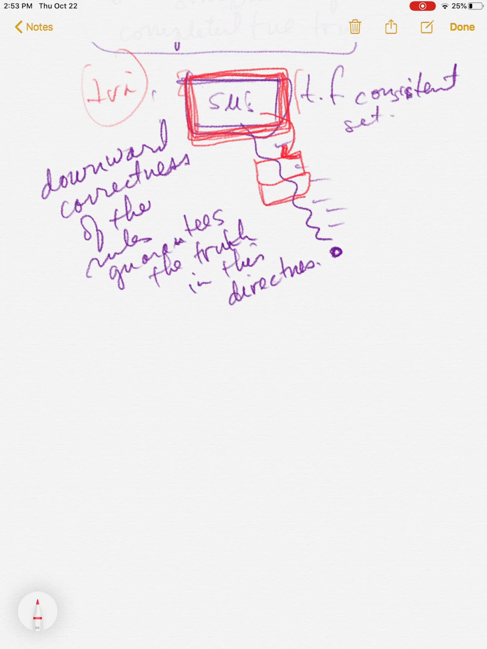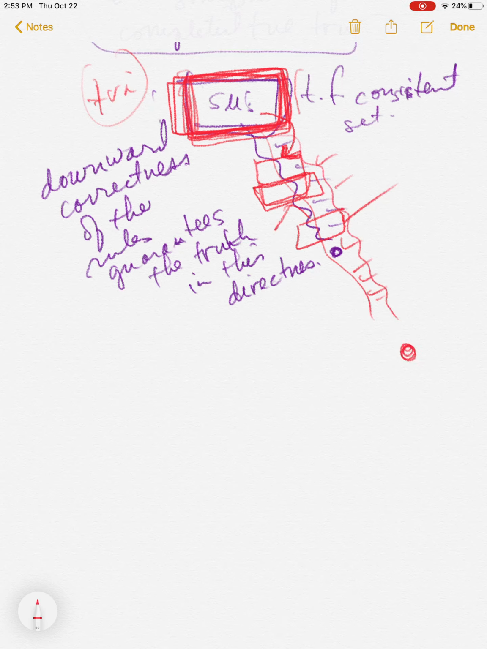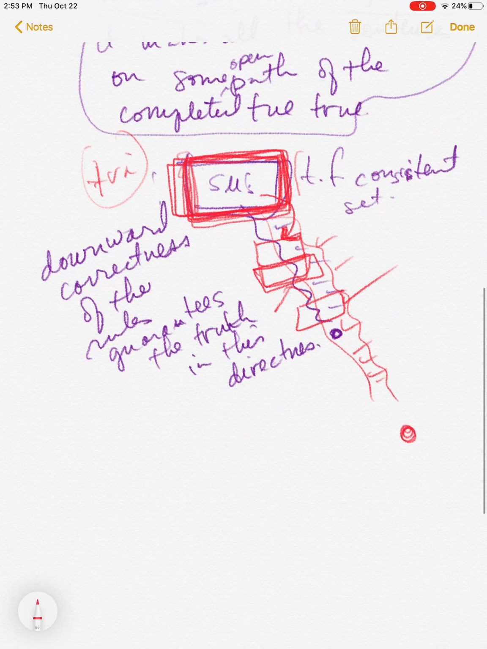And then if you decompose one of those sentences, the downward correctness of the rules guarantees that at least one list of conclusions generated is going to be true on that truth value assignment, and then you work your way all the way down this open branch. So you're guaranteed by the downward correctness of the rules that a truth value assignment that makes the set members true is going to make true all of the sentences along some completed open branch of the tree as well. Okay, and you can read through that part of the proof.